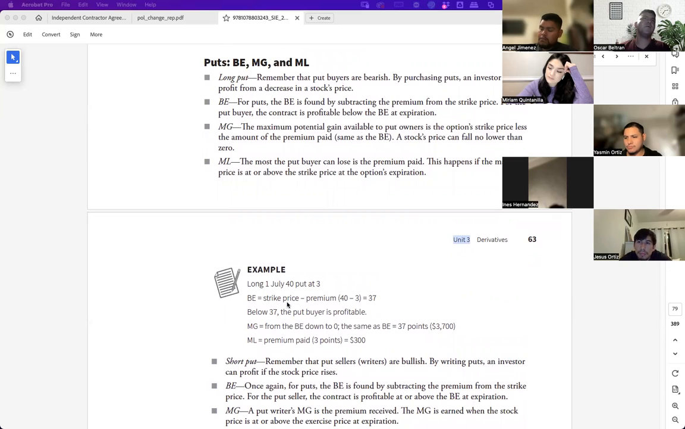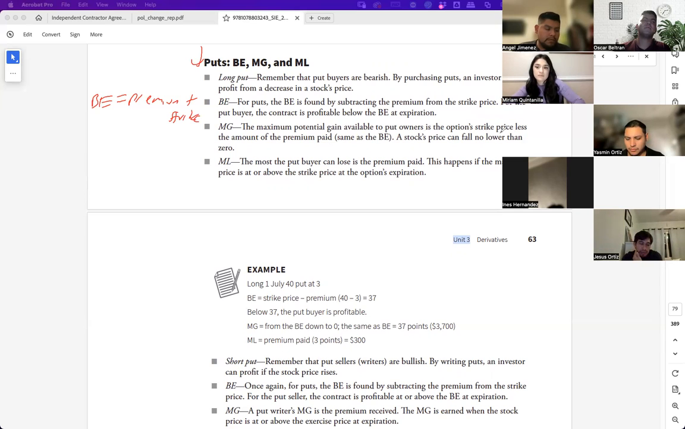So here we have puts. For puts, overall, we're expecting the price to go down. For break even, it's the same way. We're gonna do the break even is equal to premium plus strike. And then maximum gain for puts, it's gonna be this. So break even is basically the same thing for puts and calls. Yep, same thing.